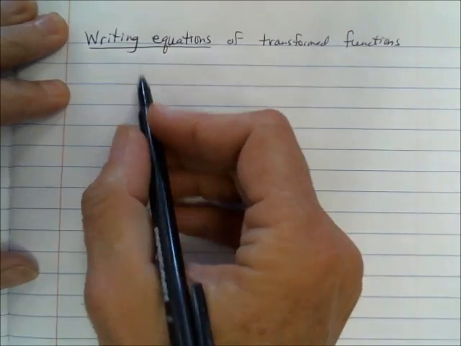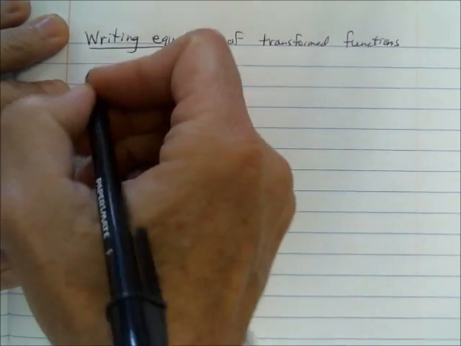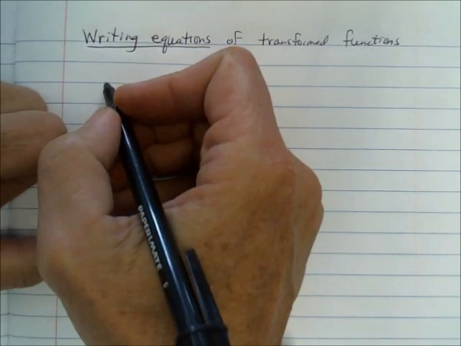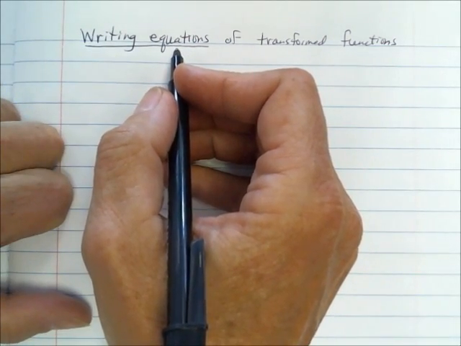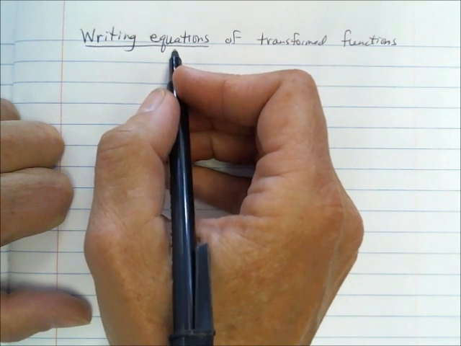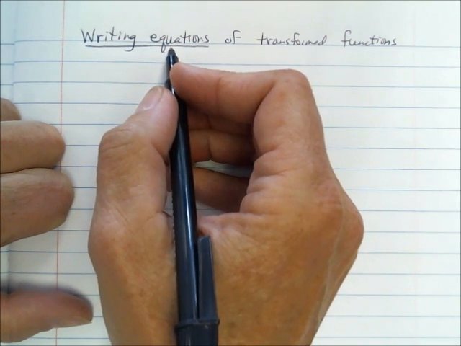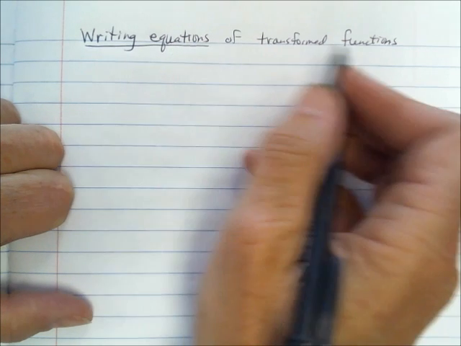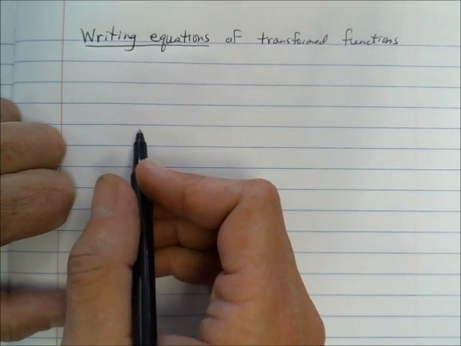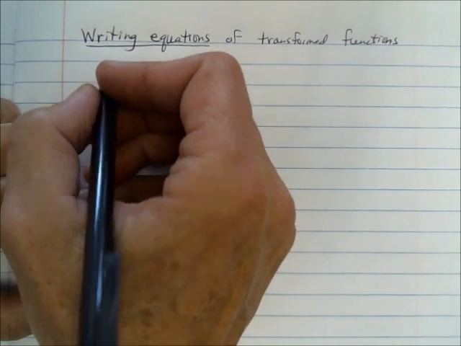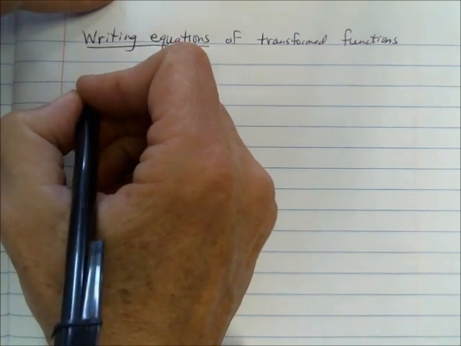Hello. Today we're going to do the opposite of what we've been doing in class. Instead of me giving you an equation and you drawing the graph, I'm going to give you the graph and you're going to write the equation of that function that's been transformed on that graph. So there's really a 5-step method that you can go through in order to write the correct equation.